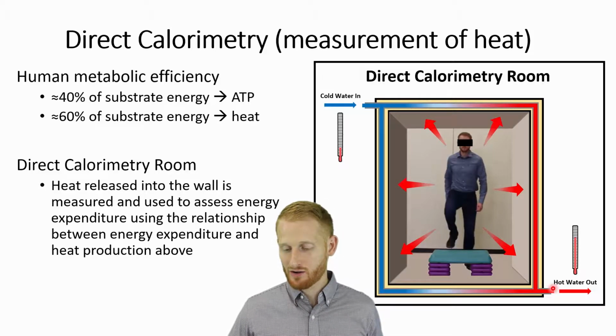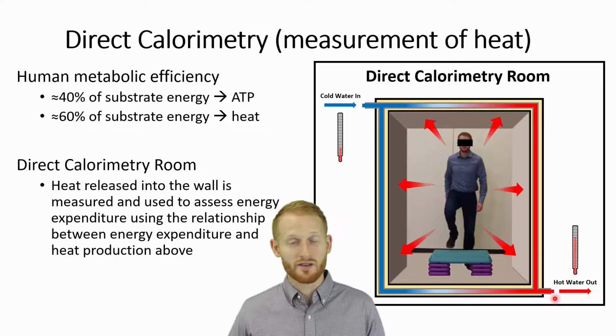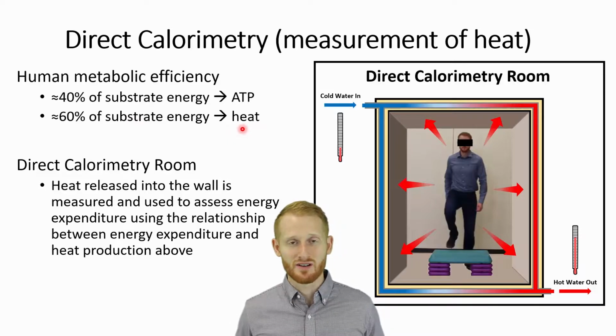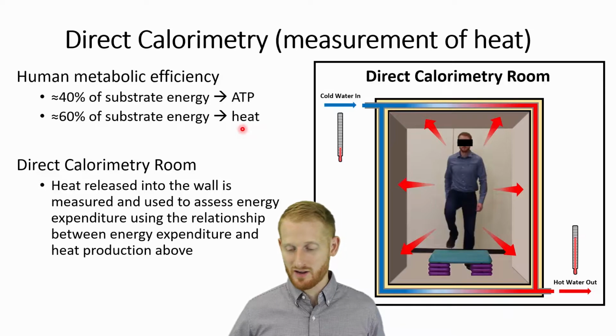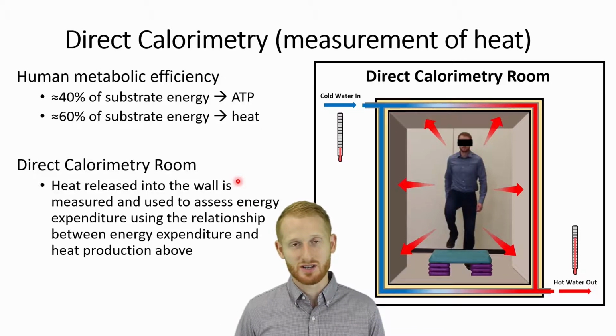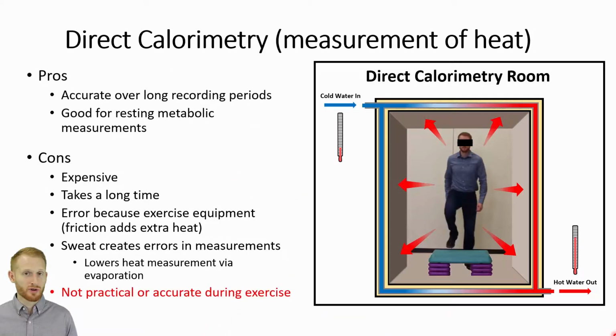And so if you measure the heat coming out on the exit side of the pipes, the water is going to be hotter. We can look at the difference between the heat of the water going in and the heat of the water coming out, and then we can make assumptions about metabolism. Those assumptions are essentially that 40% of our energy goes to actually producing ATP, the smallest unit of energy the body uses, and the other 60% is going to be used to essentially make heat. So it's a byproduct. 60% of our energy is going to go right to our byproduct of heat production. We can measure that heat production in this direct calorimetry room, and then we can make some assumptions with that ratio of ATP to heat production to figure out your total energy production. The pros to doing direct calorimetry is that it's very accurate over long recording periods.